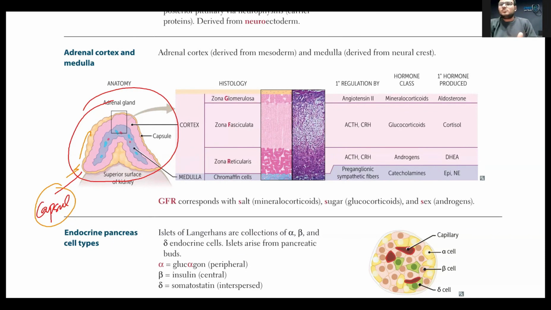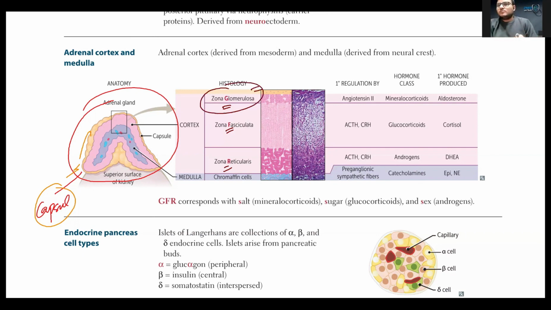Next is zona fasciculata. They present as fascicles. And the third is reticularis, presenting as a reticular formation, so-called zona reticularis. Is that clear? How to remember it one by one? GFR. GFR is from the kidney; it tells us the function of the kidney. So remember, the gland above the kidney is the adrenal, and the zones are GFR: glomerulosa, fasciculata, reticularis. Now we will discuss one by one.